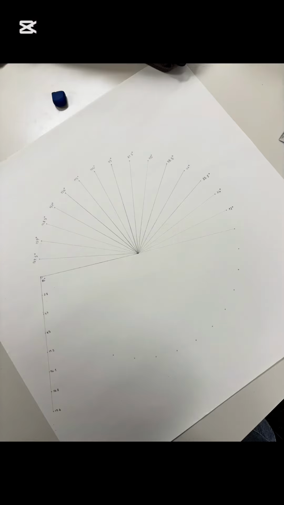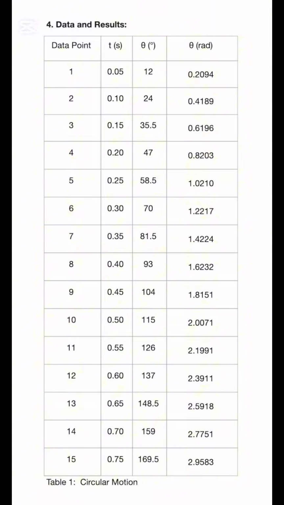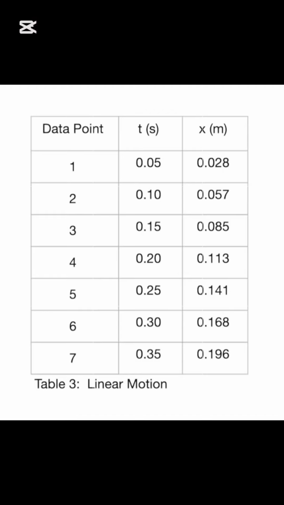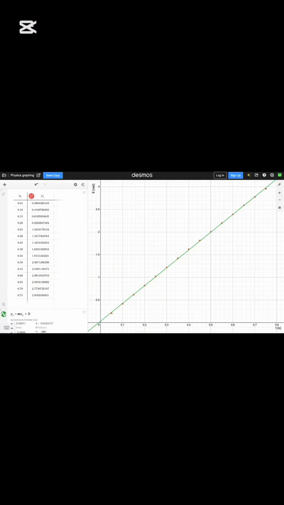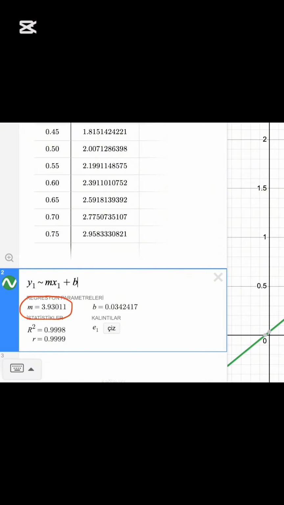This is what the paper looked like after recording the data. After measuring the data, I converted the degrees to radians, filled the tables, and plotted the angular position versus time graph for the circular motion. From the slope of its best fit line, I calculated the angular velocity.